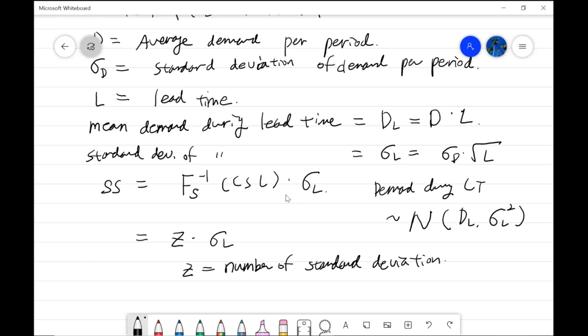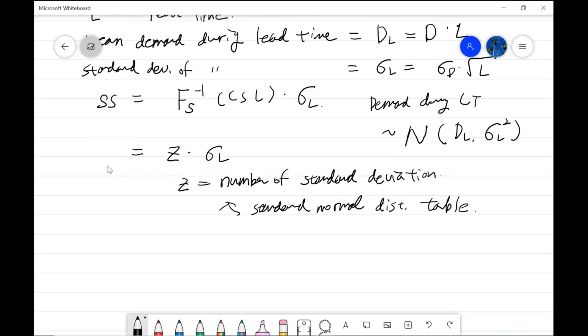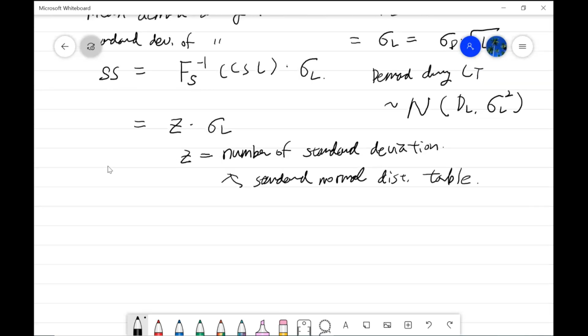Based on the given specific cycle service level, we can get this from the standard normal distribution table. Okay, we already had this before. So let me show you an example, just a simple one. That is, example.